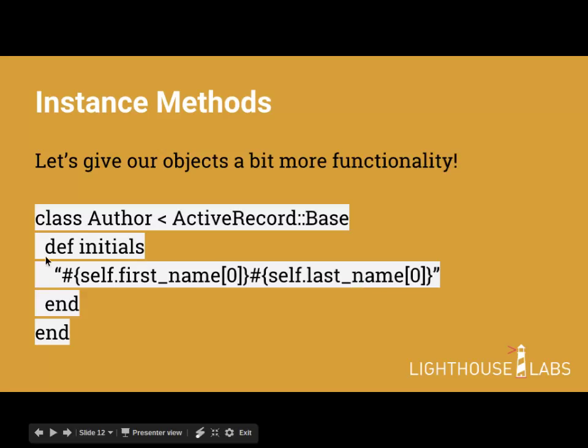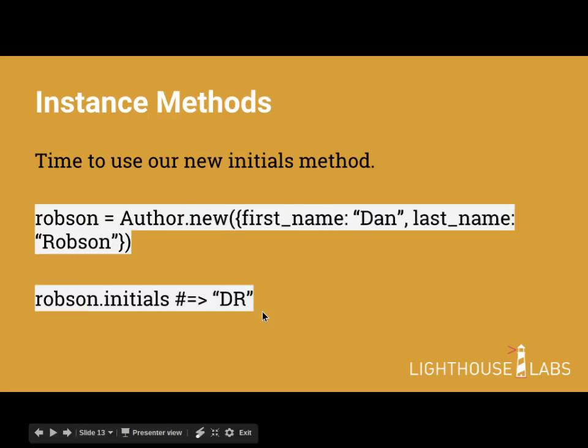Interpolate them in these double quotations and return me DR. So that's how we define instance methods. There's also class methods, but we don't even touch on that.